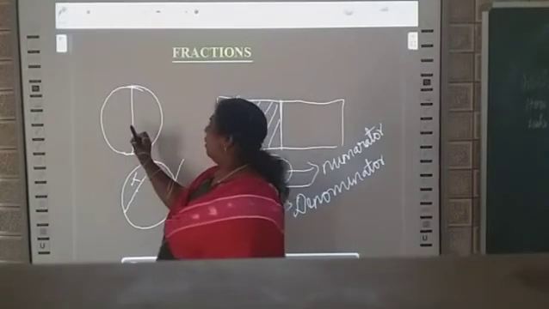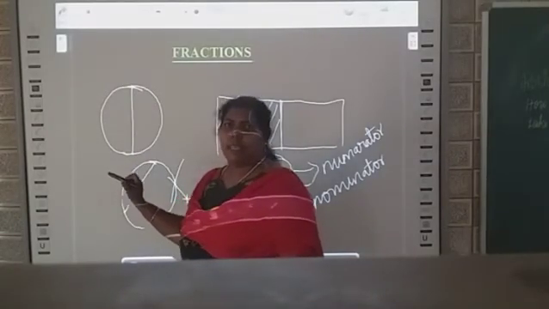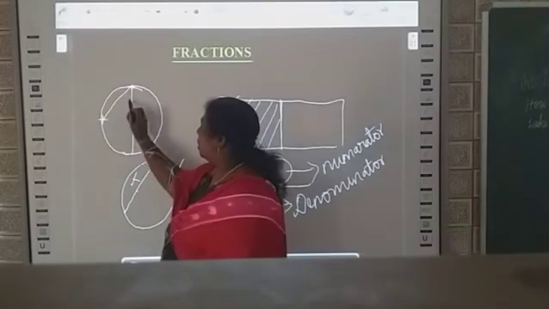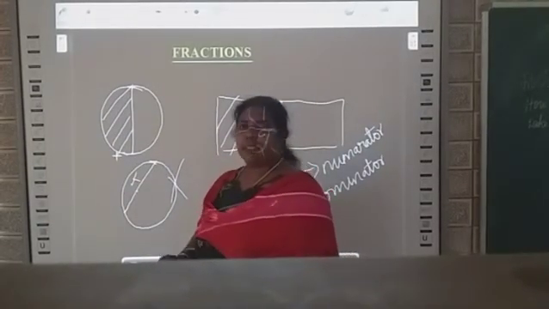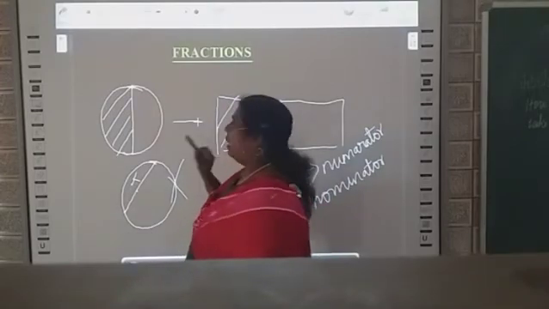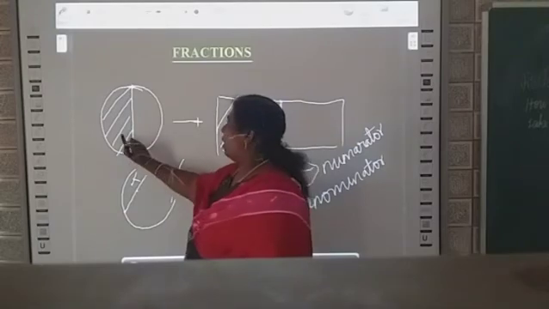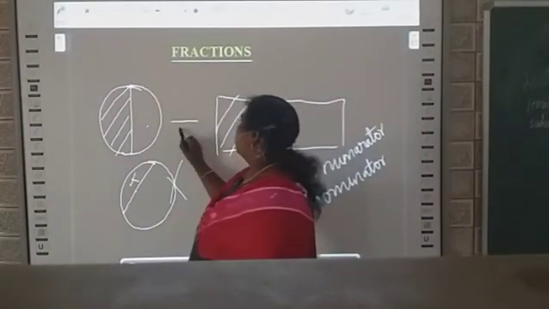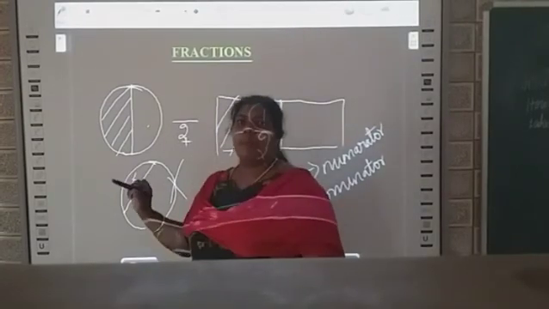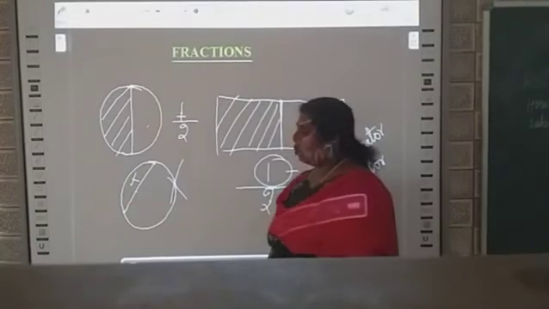Understand? Now I am making the equal parts here. Here I am going to shade this part. So how can we write this fraction here? In the denominator, you have to write the whole number. That means how many parts here? Total number of parts is 2. 2 is here, but the shaded part is how much? Only 1. That is 1/2.